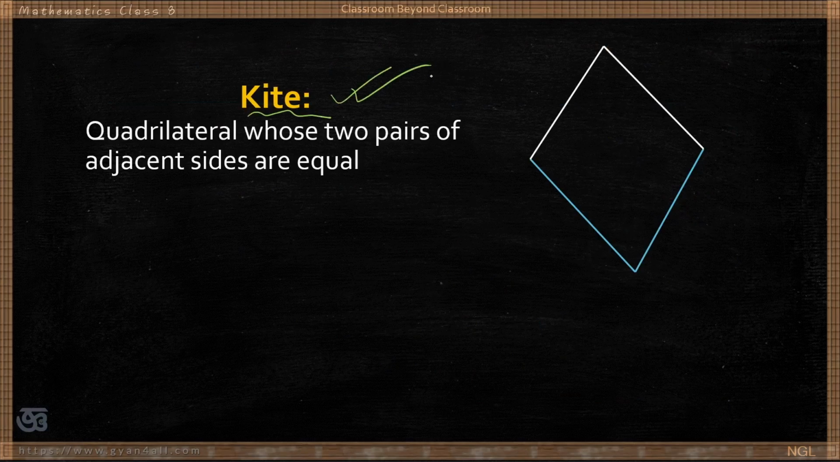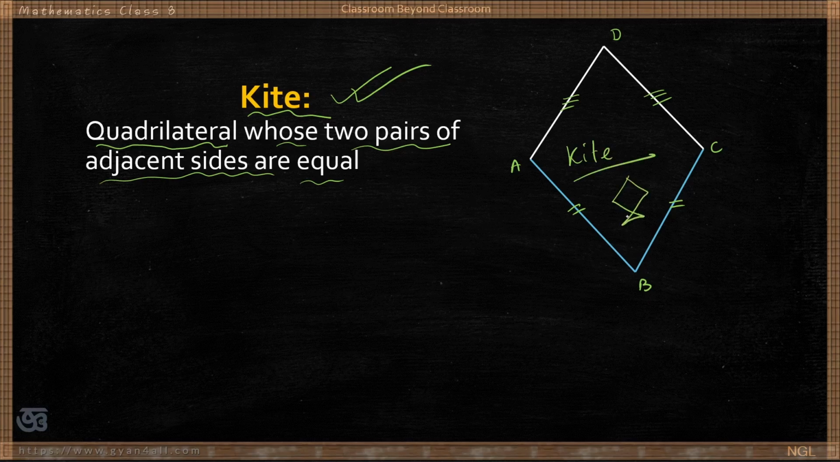Now the last thing, a kite. What is a kite in geometry? A kite is a quadrilateral whose two pairs of adjacent sides are equal. In this quadrilateral ABCD, AB is equal to BC, adjacent sides are equal, and this is one pair, and again this side is equal to this side, that means AD is equal to CD. These are also adjacent sides. So this type of quadrilateral is called a kite.